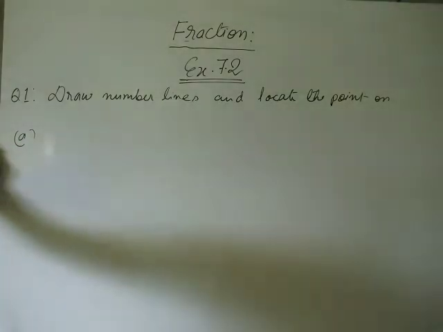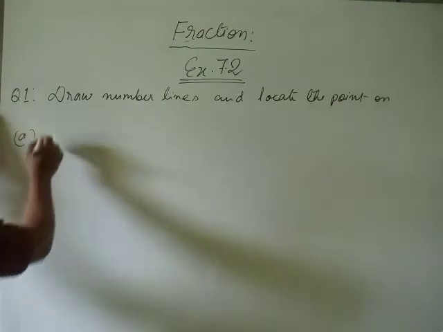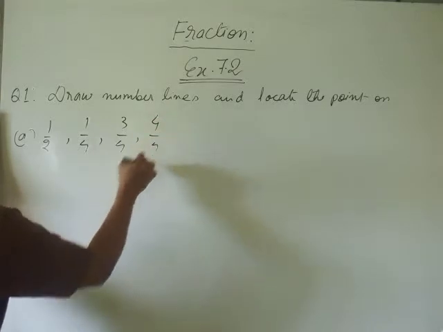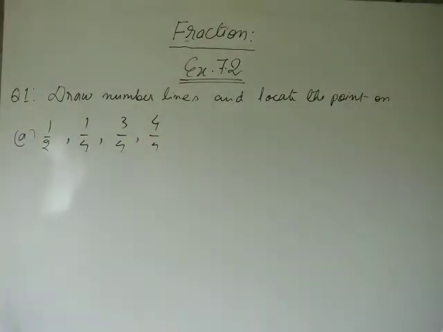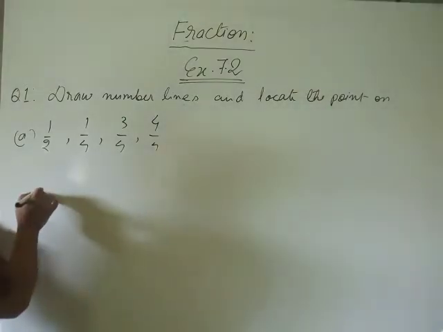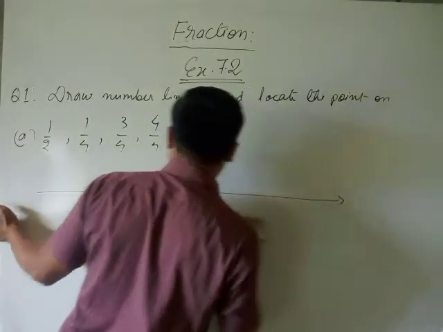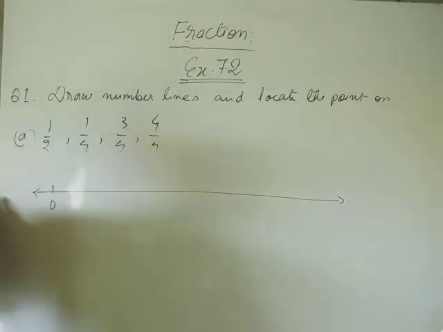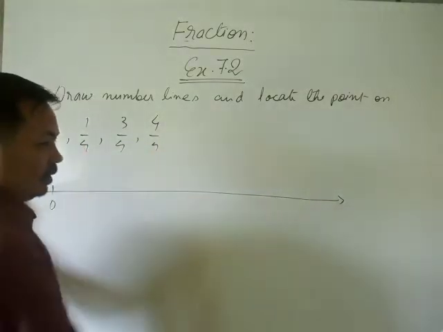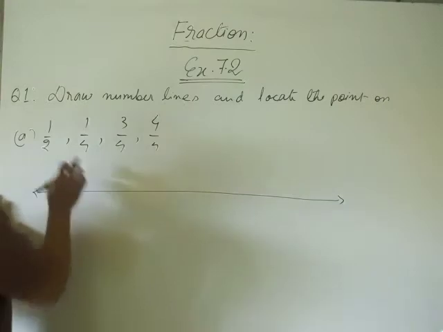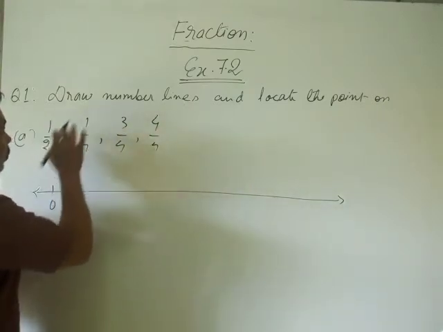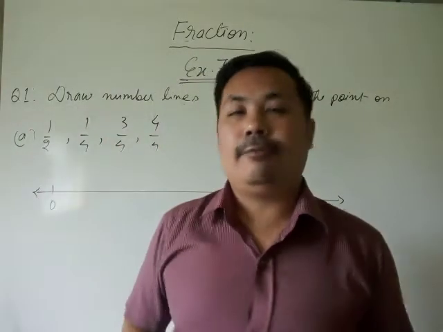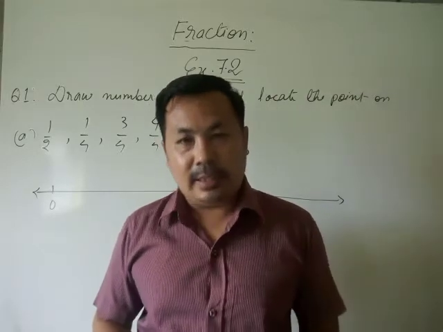Now you see here, part A. The given fractions are 1 by 2, 1 by 4, 3 by 4, and 4 by 4. For this, what you have to do, my dear student, look here. Just draw a number line. All are positive, so no need to take the negative part. It is just the positive fractions only. See 1 by 2, 1 by 4, 3 by 4, 4 by 4. In drawing the number line to locate the fractions, I will tell you one thing, my dear student, listen carefully.